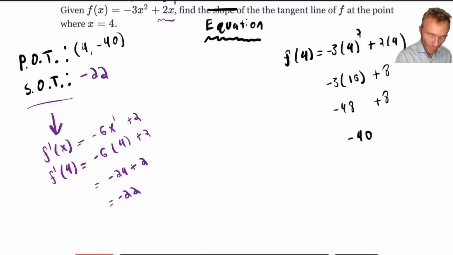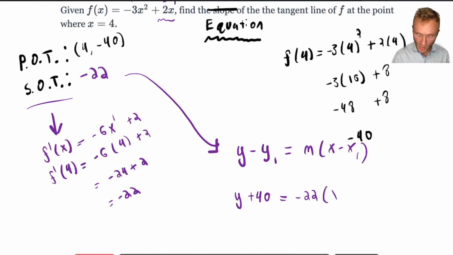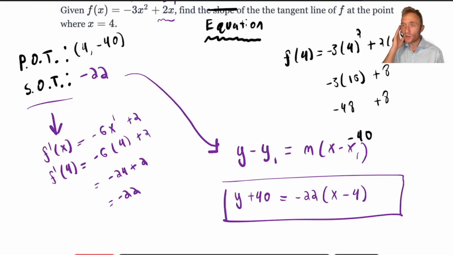If you have a point and a slope, it is as easy as putting it into point-slope form. y minus y1 equals the slope times x minus x1. Here it is, y plus 40, because minus negative 40, equals the slope, negative 22, times x minus 4. This is the equation of our tangent line. Point-slope form is fine. You could rewrite it in slope-intercept, but you don't have to. That is it. That is the equation of the line tangent to this curve.